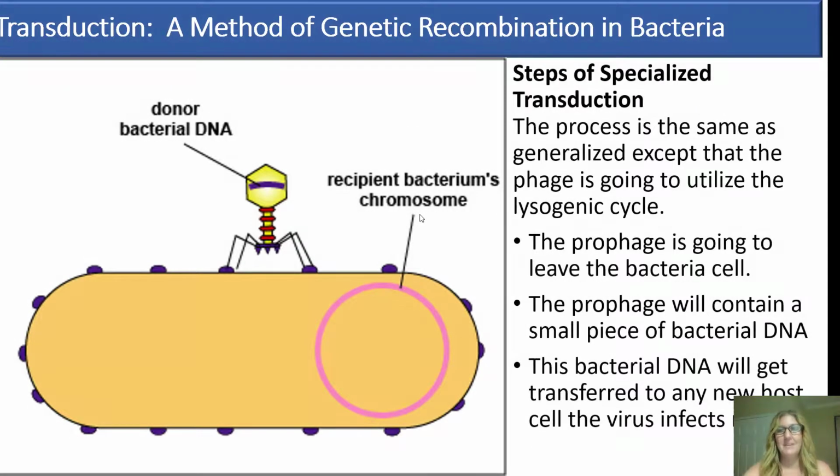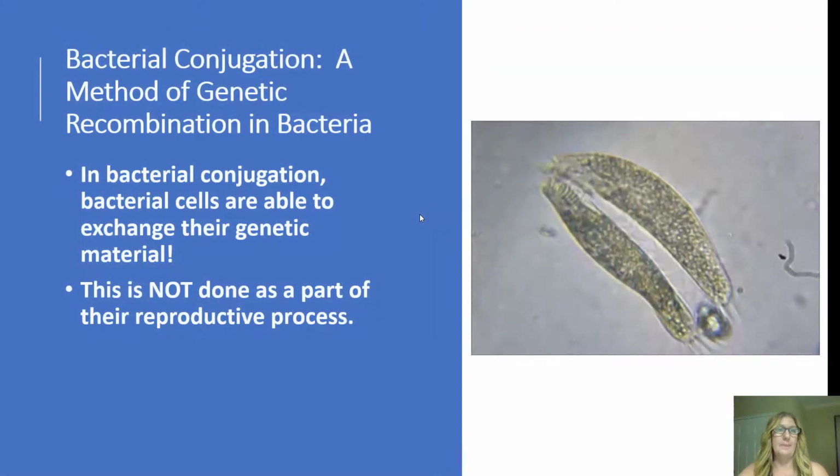Okay. So in specialized transduction, this is similar. It's just using the lysogenic cycle. Here the prophage is going to leave the bacterial cell, and when it does so, it will actually have a small piece of the bacterial DNA in it, like shown here. And this bacterial DNA will be transferred to any new host that the virus infects next. Okay.